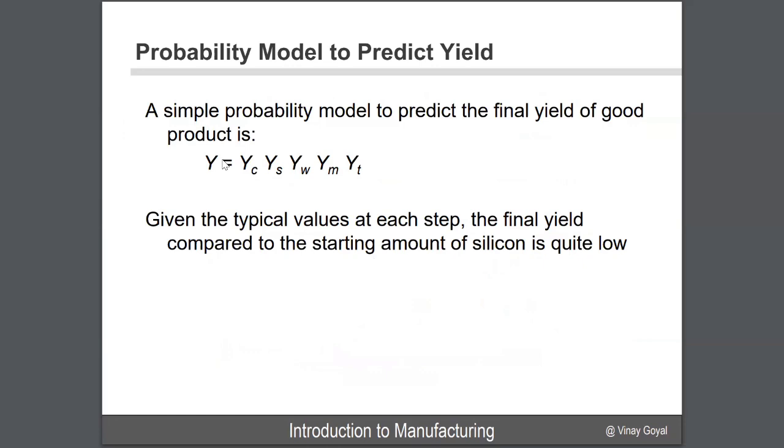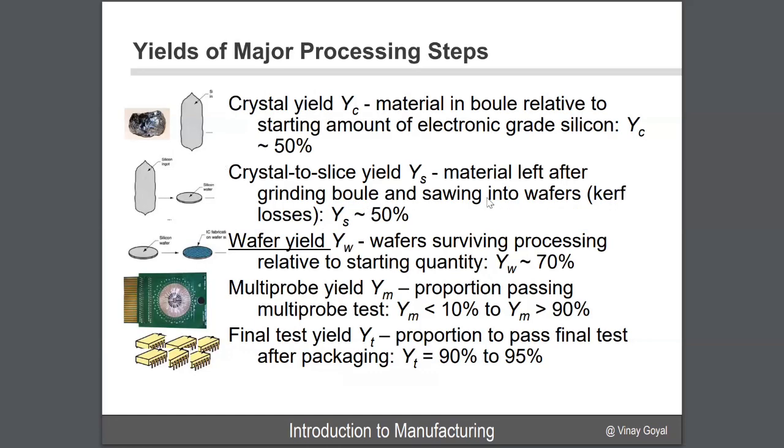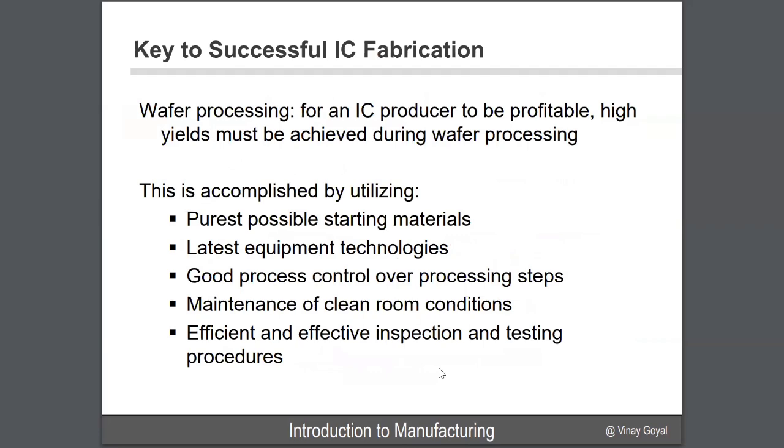So the yield can be quite low if you multiply 0.5 times 0.7 times either 0.1 or 0.9, depending upon what's going on, and then times 0.9. It's going to be very small, less than 10%. So what this tells us is that there's a lot of room for improvement in this area of expertise. And the key to a successful integrated circuit fabrication process is that if you want to be profitable, you have to achieve a very high concentration of processes that are done as close to perfect as possible.